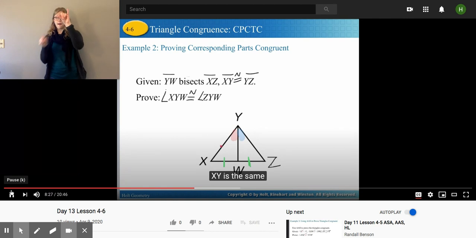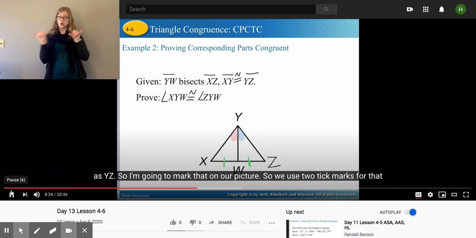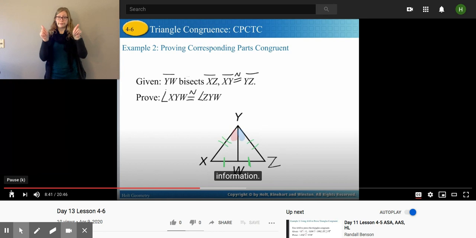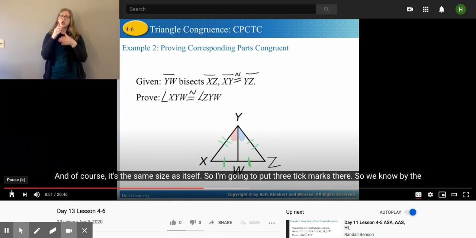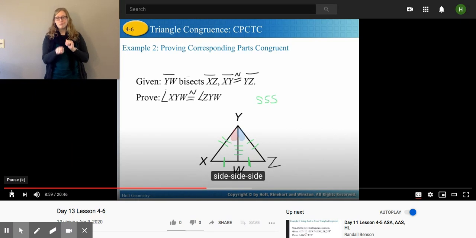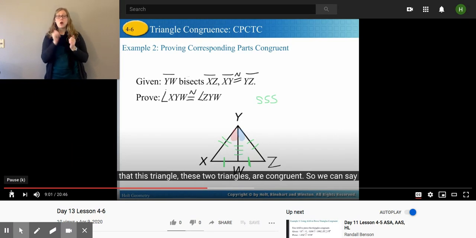So XY is the same length or same size as YZ. So I'm going to mark that on our picture. We use 2 tick marks for that information. And then notice that these 2 triangles also share a side. So I know that side is in both triangles, and of course it's the same size as itself. So I'm going to put 3 tick marks there. So we know by side-side-side that these 2 triangles are congruent.